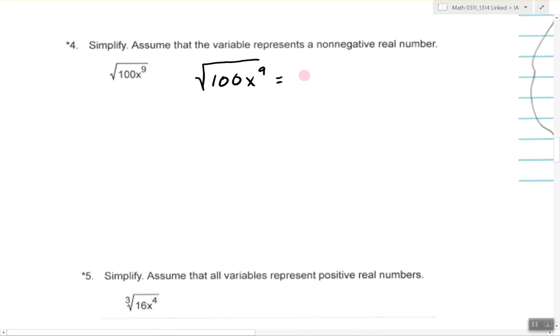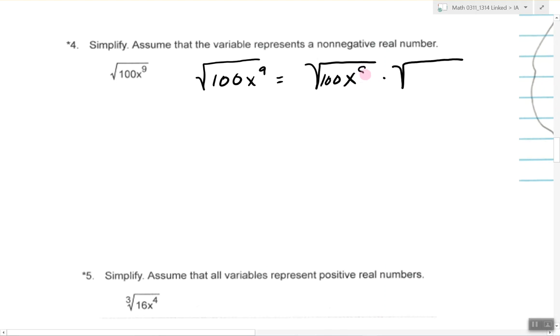The square root of 100x to the 9th. I'm still going to factor it into 2 radicals with the front radical always containing the perfect square factors. Well, the numerical coefficient is 100. That is a perfect square, so the whole thing goes there. X to the 9th, because that exponent is odd, is not a perfect square factor. I will drop it by 1, making it x to the 8th and putting a single x over here. Because remember, the product rule says x to the 8th times x to the implied first gives you x to the 9th. So I have it factored.